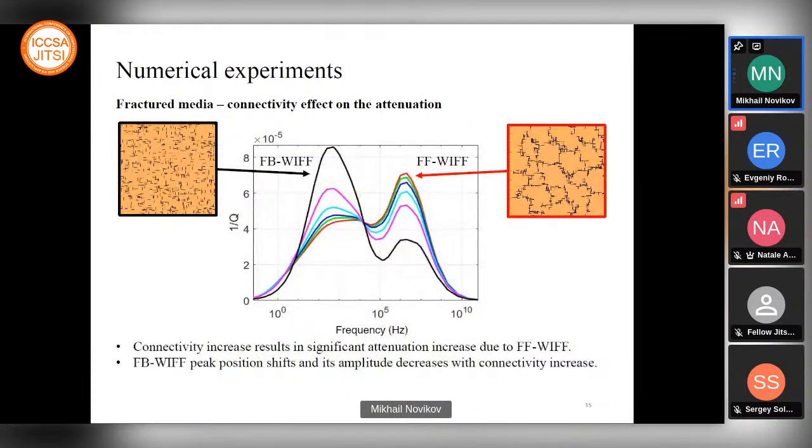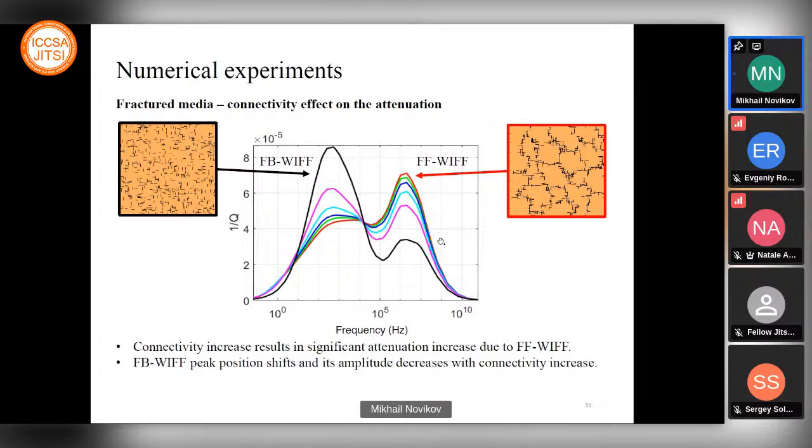So at this slide, we can see the obtained attenuation estimations. Colors correspond to the connectivity degrees, from black to red. From black to red, the connectivity is increasing. And we can see two attenuation peaks clearly. The first peak, the low frequency one, corresponds to a fracture to background wave induced fluid flow attenuation. And we can see that with connectivity increase, its amplitude is decreasing.